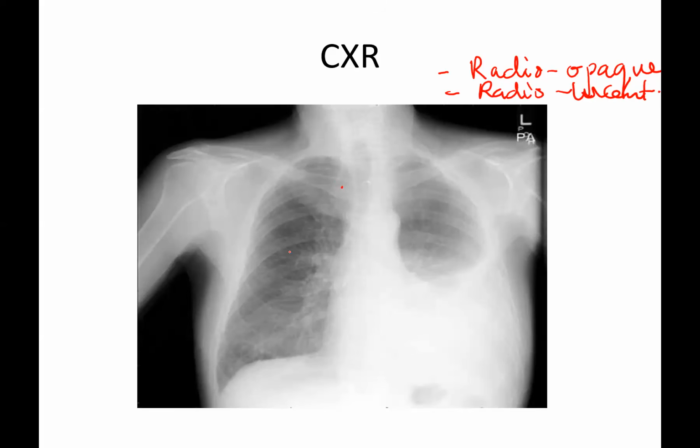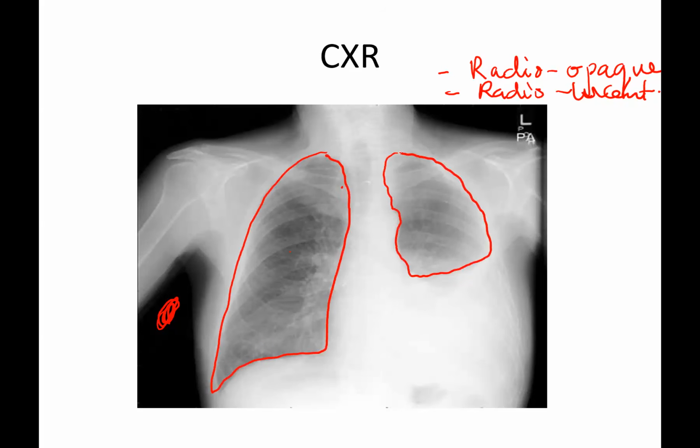So when you have air, look at the surrounding. Because there is air here, it appears radiolucent. So this lung is appearing radiolucent because there is air in it. Now, if you look at this lung and this lung, they are not of the same size. What is happening? There is a radio-opaque shadow that has occupied these other parts of the lung field.